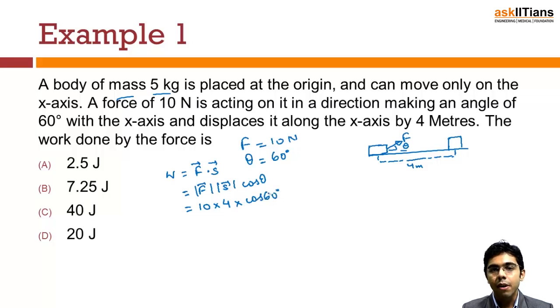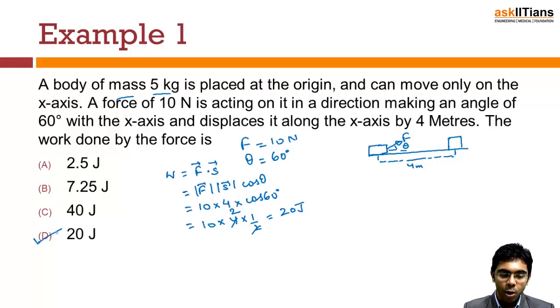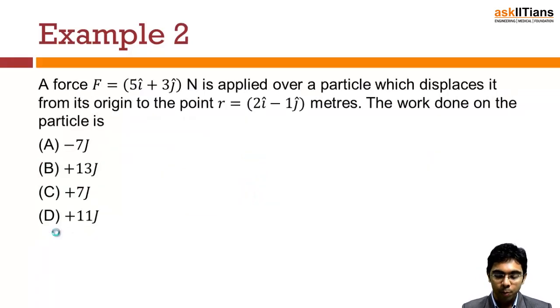So what is the value of cos 60? The value of cos 60 is 1 by 2. So 10 into 4 into 1 by 2 comes out to be 20 joules. If we look at the options, 20 joules, so option D is the correct option for this example. Now let's move to question number 2.